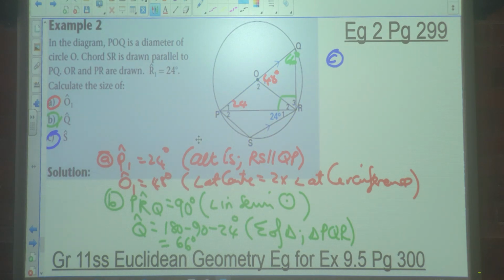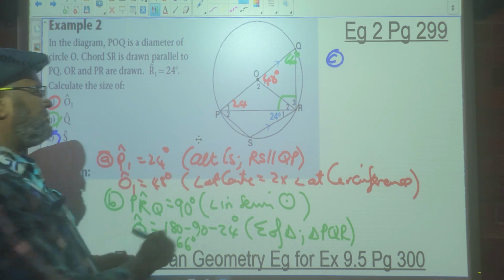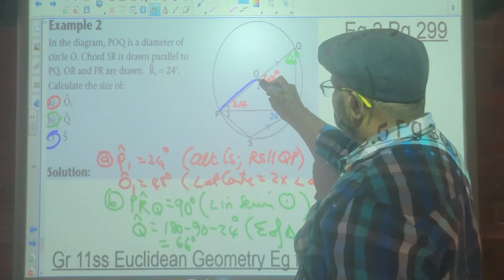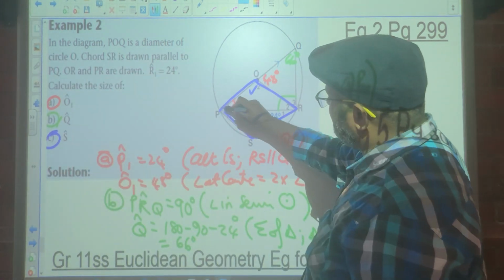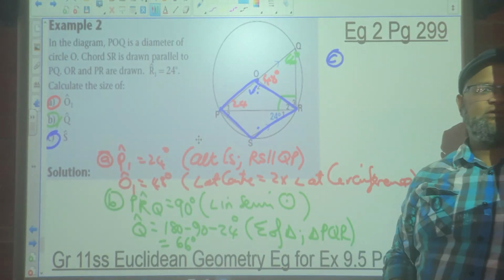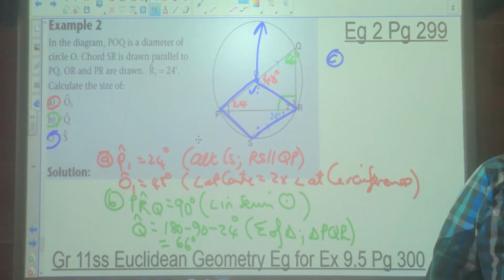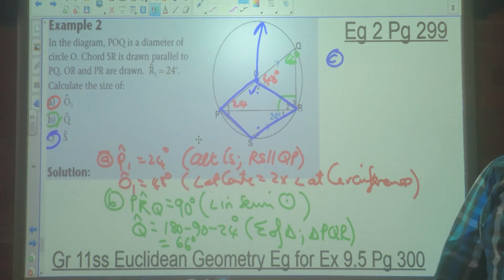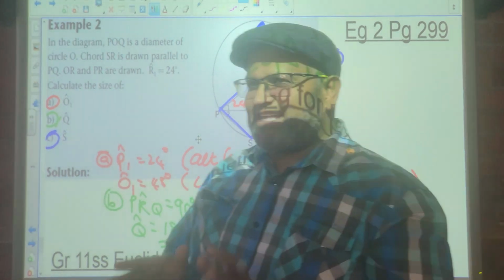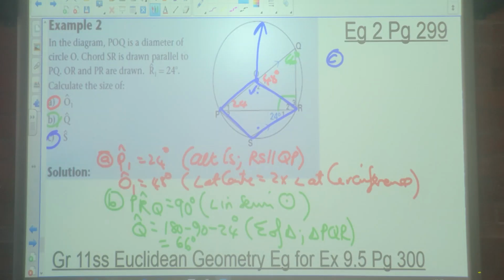Yes? Or calculate O2 and then do the opposite angles of a cyclic quad. I like that. But what's the problem with it? She said calculate O2 and then we got opposite angles supplementing. This does not touch the circumference of the circle. So it's not going to work for us. But you're on the right track. That's the theorem I'm looking for.